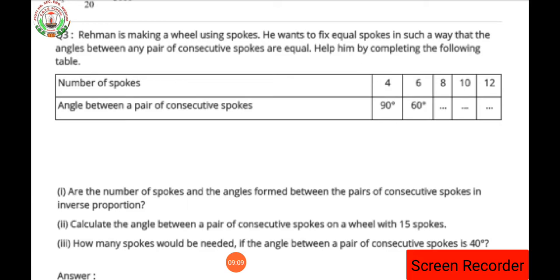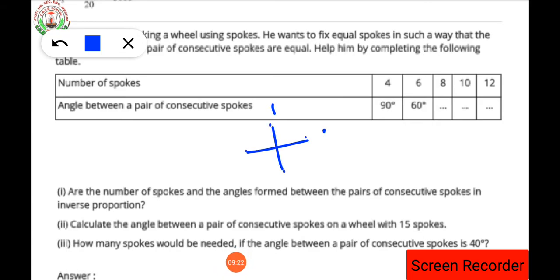So the number of spokes are 4, 6, 8, 10, 12. If the number of spokes is 4, then what is the angle between two consecutive spokes? 1, 2, 3, 4. This is a wheel in which 4 spokes are used, and the angle between the consecutive pair is 90 degrees, like that.